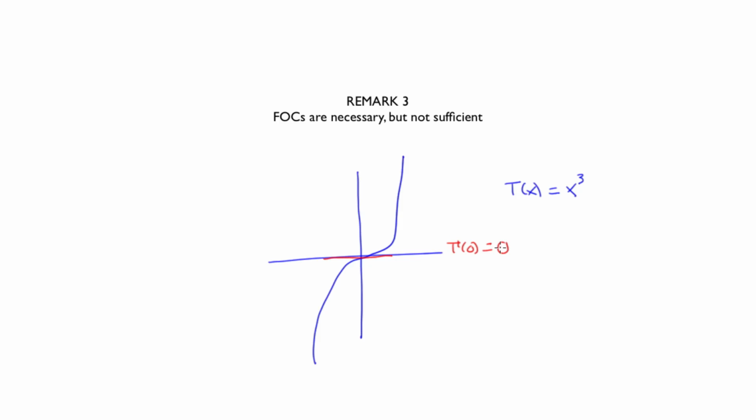The next remark illustrates a point that we have already seen, but that is worth repeating, which is that first order conditions are necessary for optimization, but are not sufficient. As a dramatic example of this, consider a function like t of x equals x cubed that basically looks like this. For this function, the slope at 0 is 0, so t prime of 0 is 0, but clearly 0 is neither a local nor a global optimum.